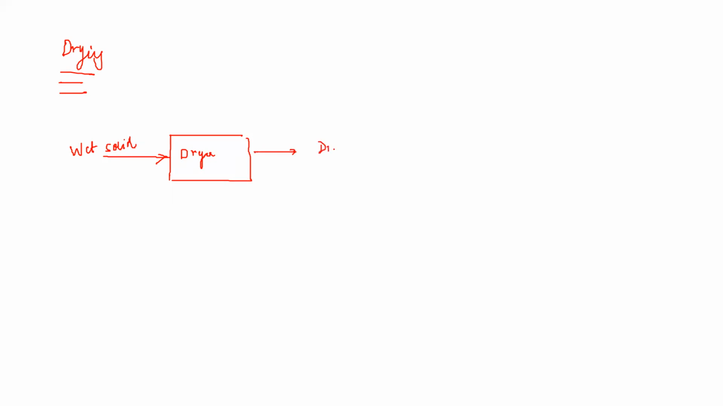In the last class, we studied about drying. We discussed that in case of drying, we have a dryer in which we send wet solid and we get dried solid from this dryer. This dry solid may still contain moisture, but the amount of moisture in this dry solid would be lesser than what was present in the wet solid.